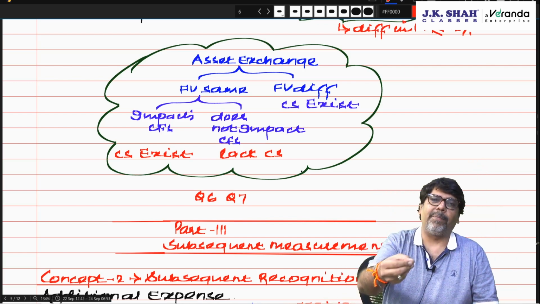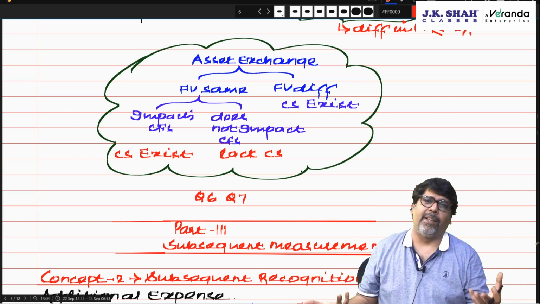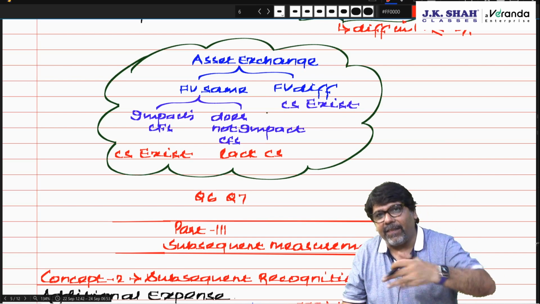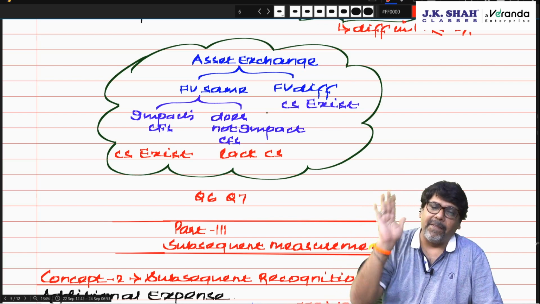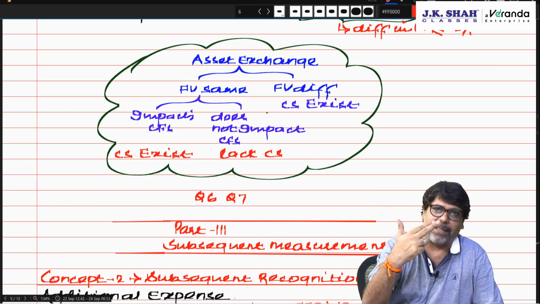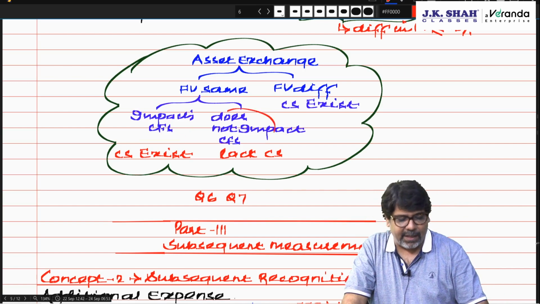I am giving you an asset worth 10 rupees and taking an asset worth 12 rupees. So for one it is a profit, for the other it is a loss. That is inevitable. So commercial substance exists if the fair value of the assets is substantially different. But if the fair values are not substantially different, that means less than 10%, then we check whether it impacts cash flow or does not impact cash flow.